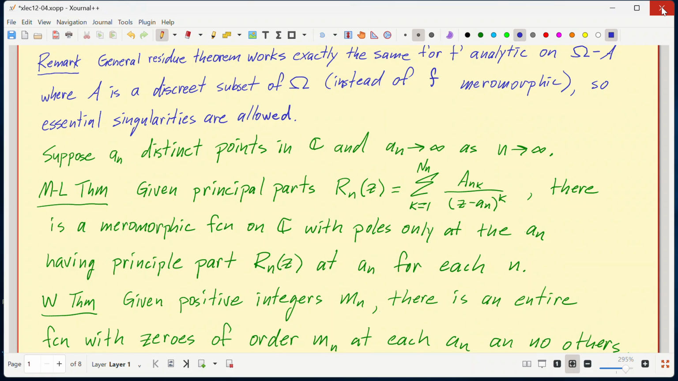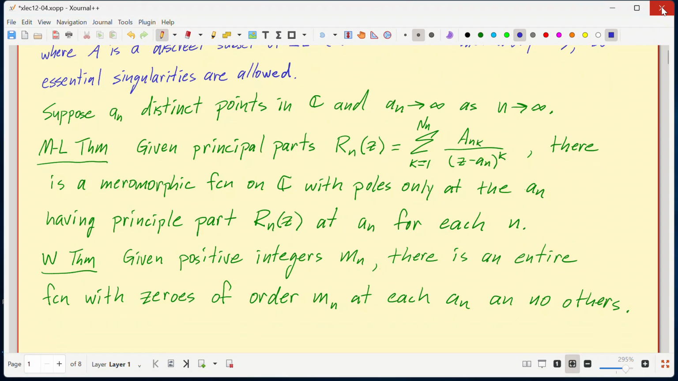The Weierstrass theorem is about prescribing zeros. So if I give you positive integers m_n for each a_n, there exists an entire function with zeros of order m_n at the a_n and no other zeros.